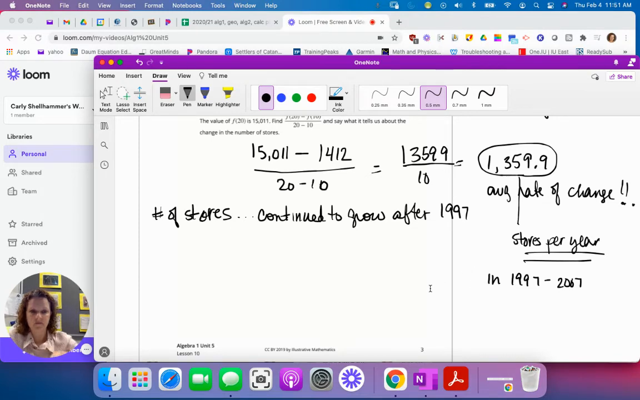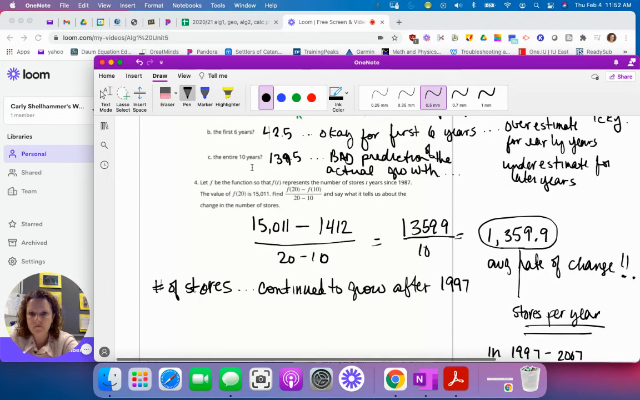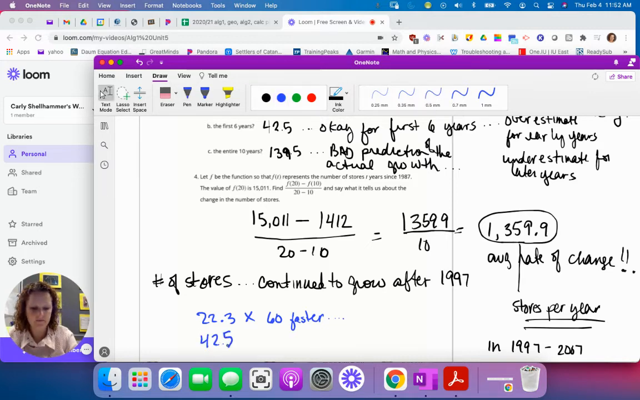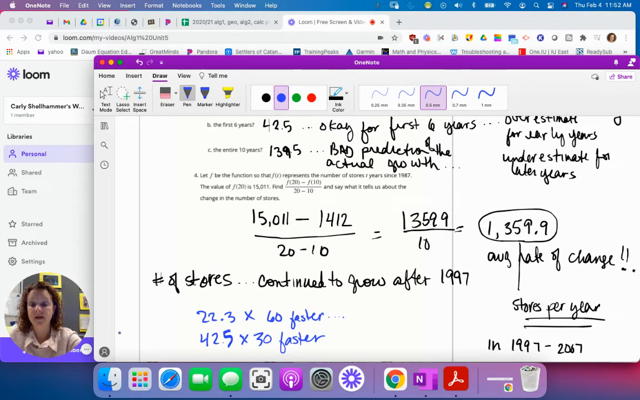If you look, let's see, the first 3 years were right here. If I look at the first 3 years, that was 22.3. That's 60 times faster than the first 3 years. And then 42.5. Oops. I multiplied and not divided. Okay, it's about 30 times faster than early on. So the growth was pretty small early on. I hate when that happens. But got really fast there at the end.